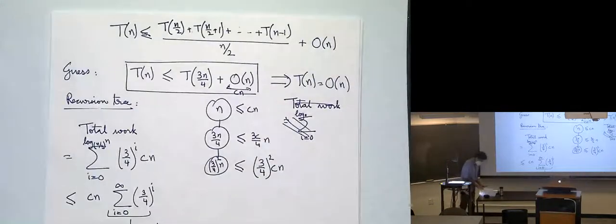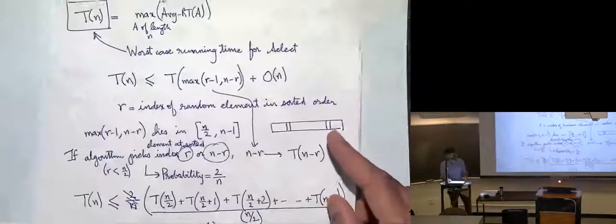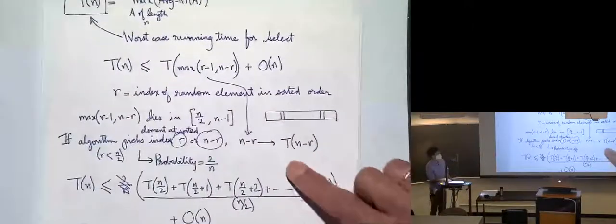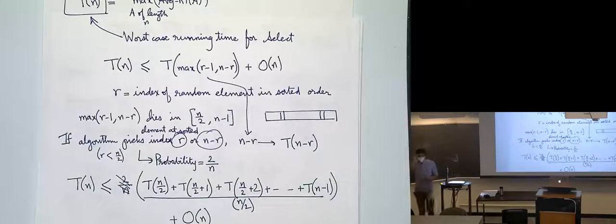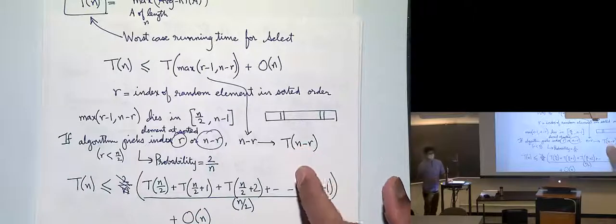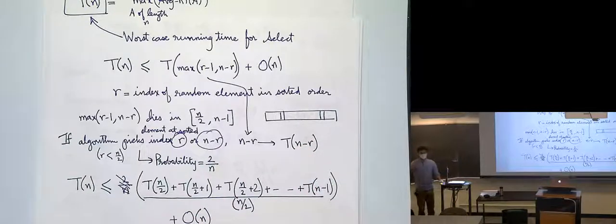Okay? So, with that, we go back and we say, okay, what is the probability that the larger portion had size n minus r, where r is something between 1 and n over 2? So the probability that it got exactly n minus 1, for example, would be the probability that that random step picked the smallest or the largest. But that happens with probability 2 over n. 1 over n for the smallest, 1 over n for the largest.